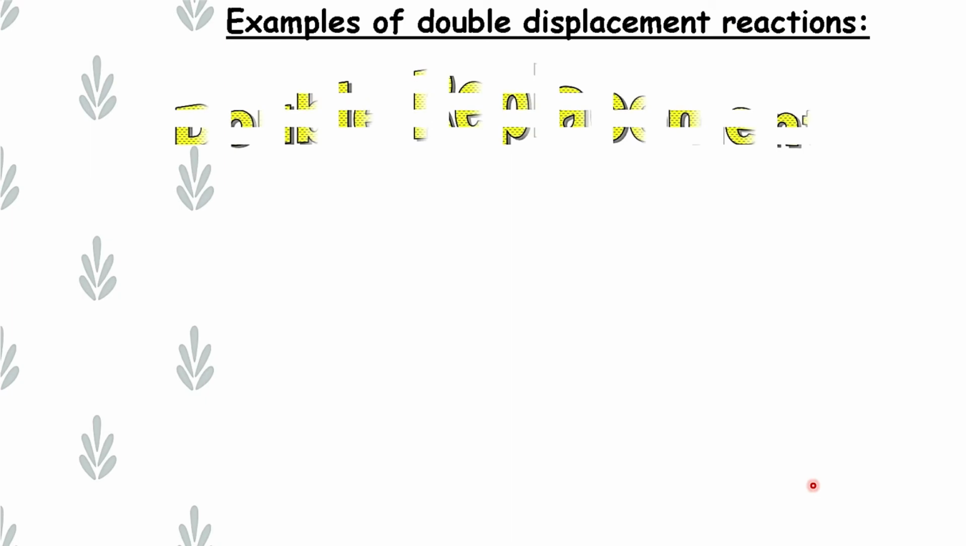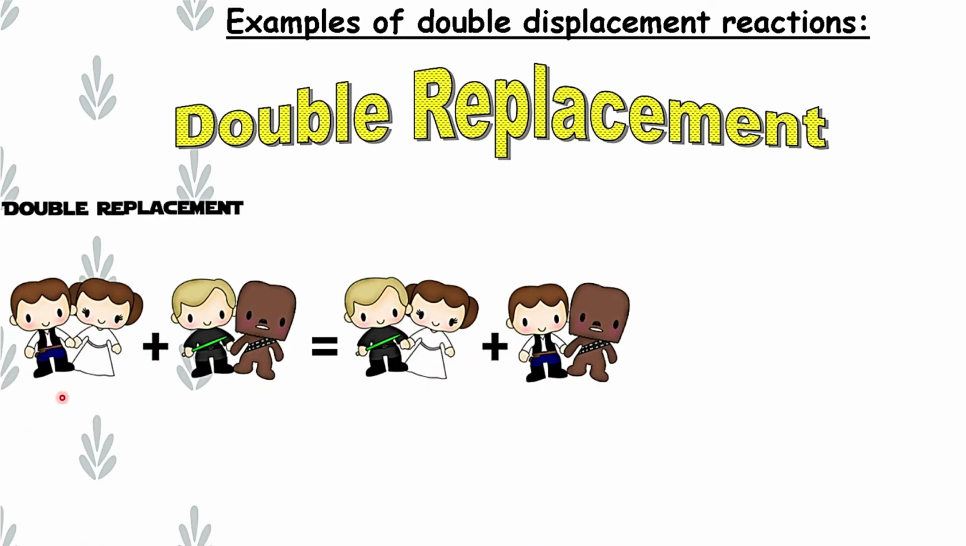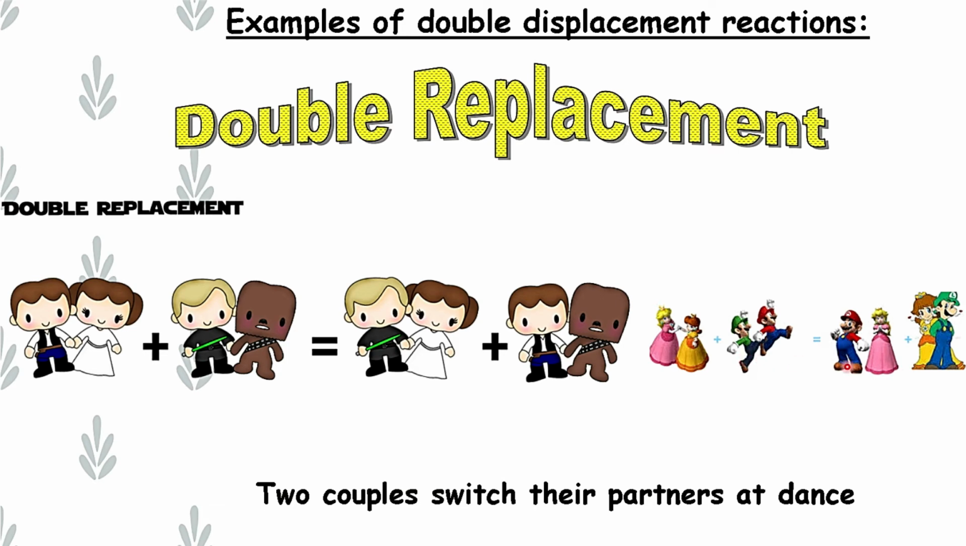You can understand double displacement reaction through these cartoons also. Two couples are switching their partners. Here also you can see two couples have switched their partners at a dance. So this is an example of double displacement reaction.